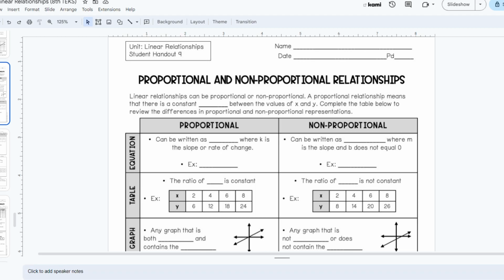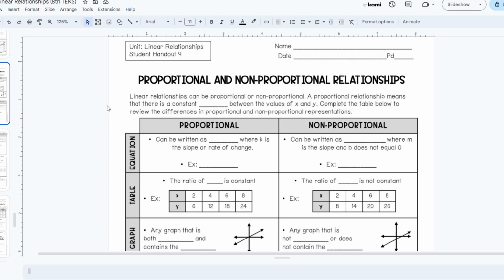Welcome to proportional and non-proportional relationships. So the TLDR on this, I'll give you the quick, easy, fast version. Proportional basically passes through the origin point. Non-proportional does not pass through the origin point. So it has a y-intercept while proportional doesn't. And while going through this, you'll see what I mean.